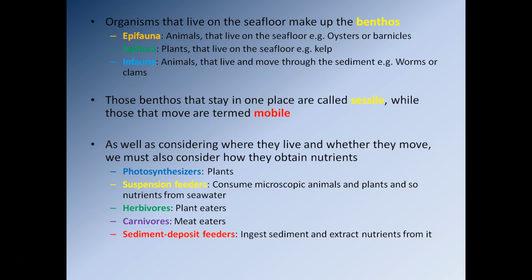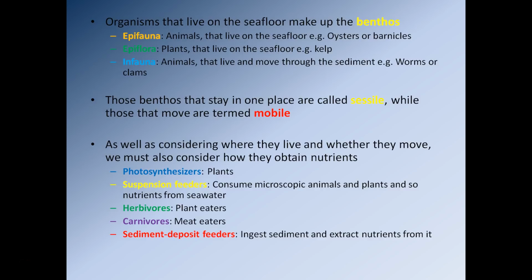Now then, there's a group of organisms that obviously live on the sea floor, and they make up a group which is referred to as the benthos or benthotic organisms. They are split into three subgroups. There are epifauna, those are animals that live on the seafloor, so oysters, barnacles, etc. There's epiflora, those are plants that live on the seafloor, so think of kelp, essentially seaweed. And then we have infauna, and these are animals that live and move through the sediment. So think of organisms like worms, clams, any animal that kind of buries itself down in the sand or the mud on the seafloor.